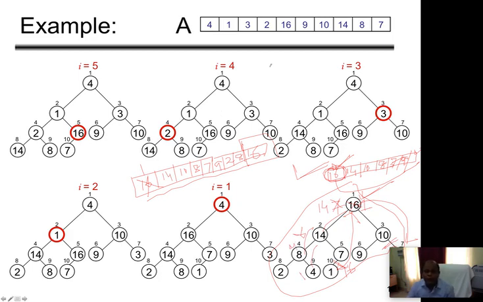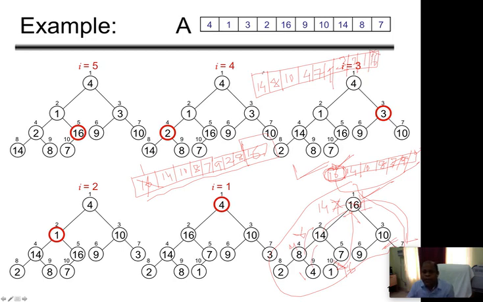That means the new array will be 14, 8, 10, 4, 7, 9, 3, 2, 1, and here 16 is there, but it is not considered.